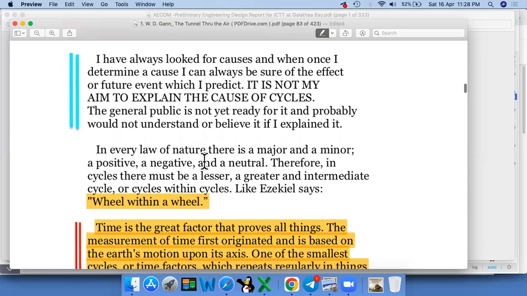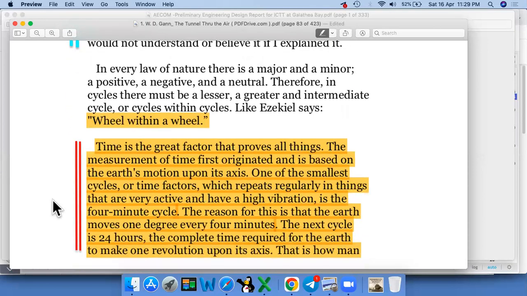In every law of nature, there is a major and a minor, a positive, a negative, and a neutral. Therefore, in cycles, there must be a lesser, a greater, and an intermediate cycle, or cycles within cycles, like Ezekiel says, wheel within a wheel. So this is important to understand: there are cycles within the cycle. There are small cycles, big cycles, right? Cycles in terms of time.